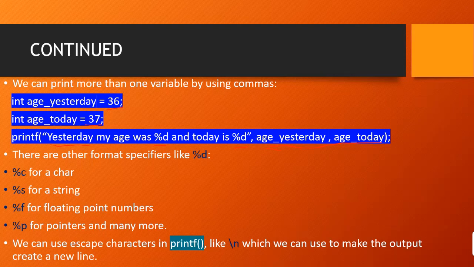There are other format specifiers like %d. %c is for a character, %s for a string, %f for floating point numbers, %p for pointers, and many more. And we can use escape characters in the printf function, like \n, which we can use to make the output create a new line.